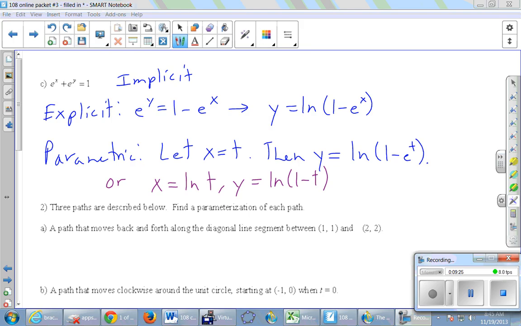Okay, so how did we come up with this ln of t business? I don't know. I didn't write the answer key. I go with the cheesy version.